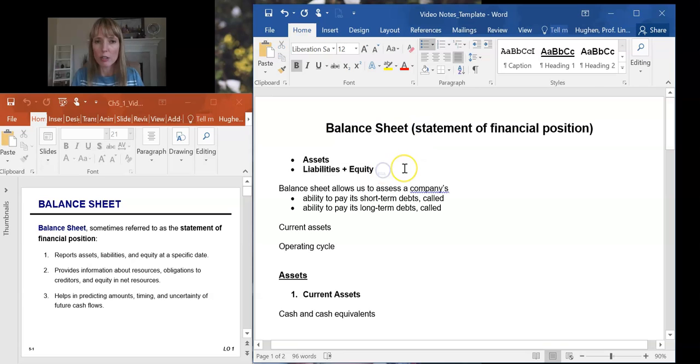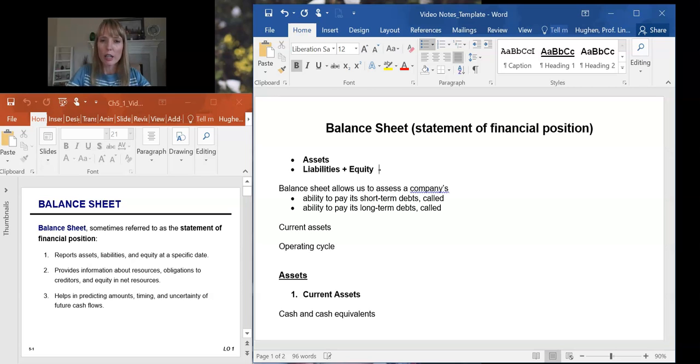I like to think of these three components separated into two main segments: assets, what the company is using to run the business, and liabilities and equity, how the company is financing its assets.